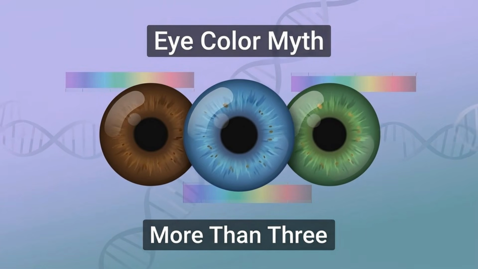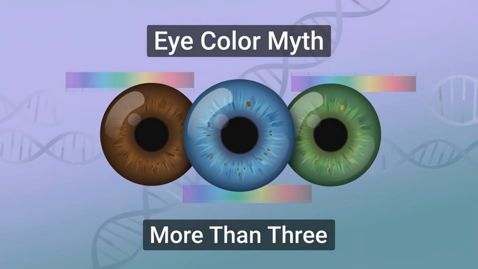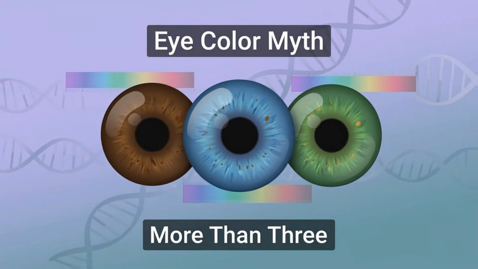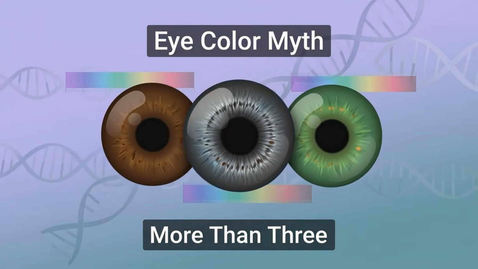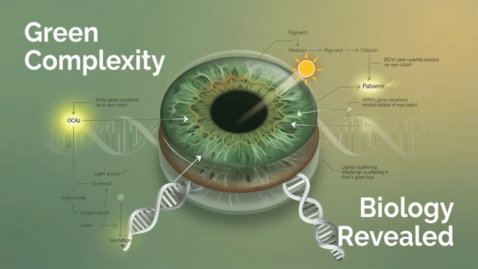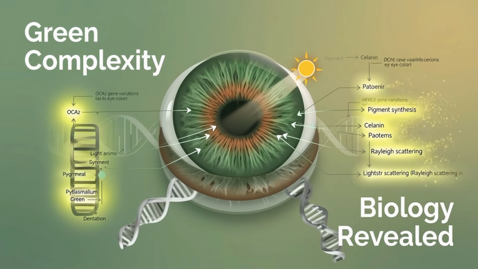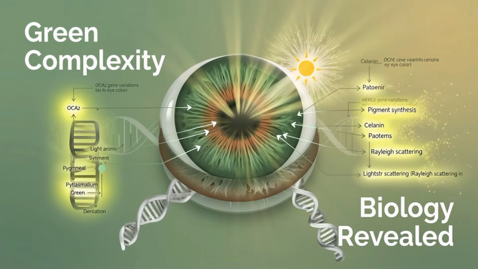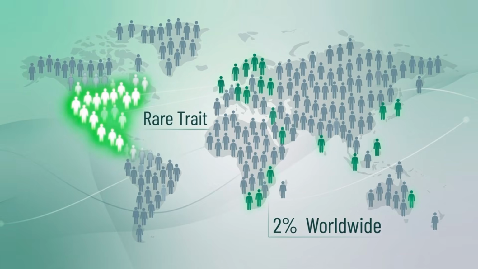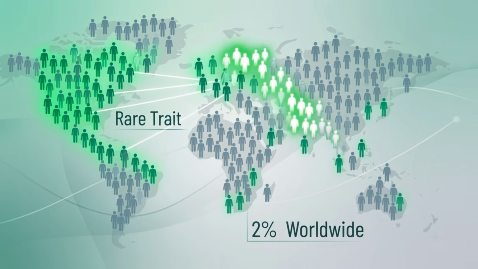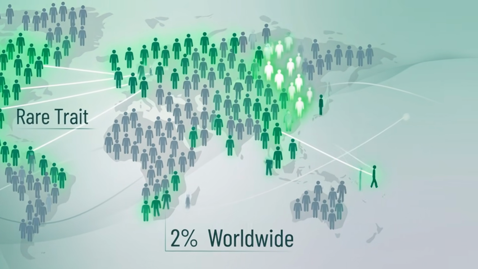Most people assume eye color is straightforward. You either have brown, blue, or green eyes, and that's the end of the story. But spend a little time with the actual biology, and you quickly realize that green, in particular, is anything but simple. Green eyes show up in roughly 2% of the global population. That alone makes them unusual.